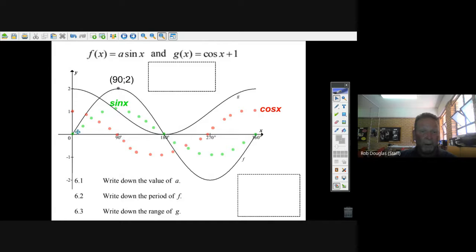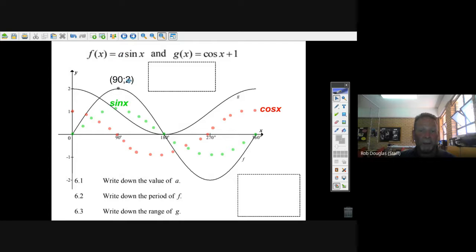Well, look here. This green graph is almost the same as the black. The only difference is the black one, f, instead of going up to 1, it goes up to 2. So it's twice as tall. Well, when you want to change what's called the amplitude of a wave, all you do is you put numbers in front. If you want the amplitude to be 3, you put a 3 there. 5, you put a 5. 2, you put a 2 there.